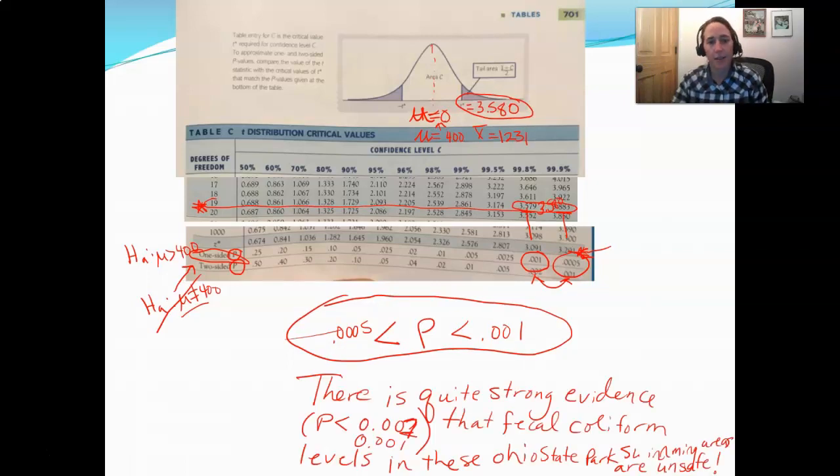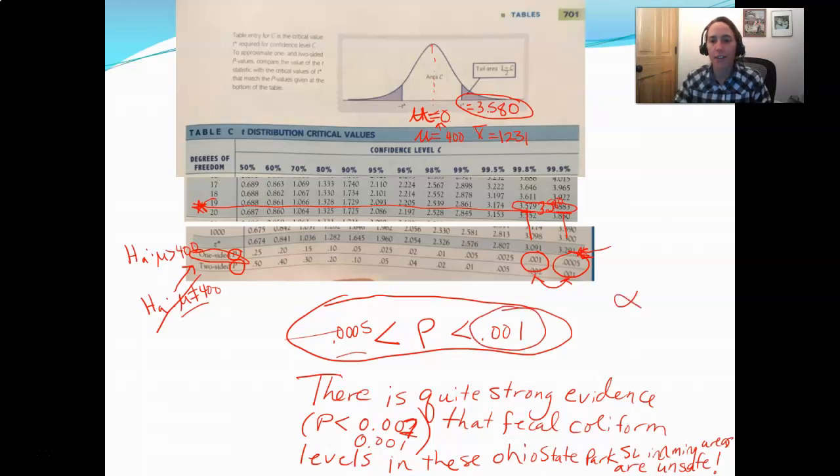So we can conclude, because the p-value, if you see, it's in between, that p is less than 0.001. So there is quite strong evidence, with the p-value less than 0.001, that fecal coliform levels in these Ohio State Park swimming areas are unsafe. Excuse the handwriting. But basically the main idea that I want to show you guys, it's between here, but the one that we care about is the bigger p-value.